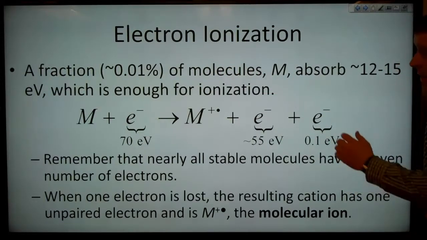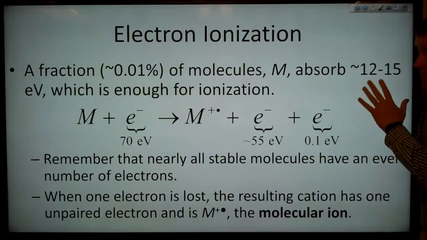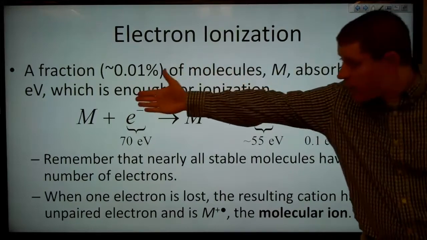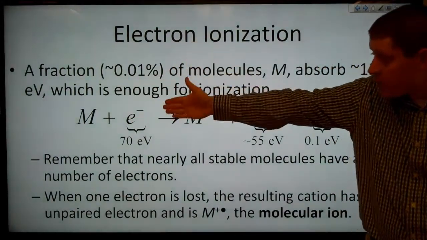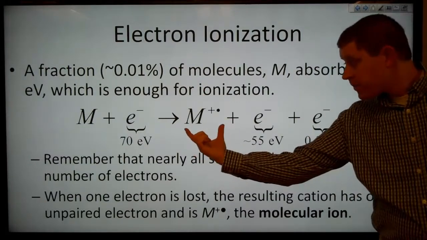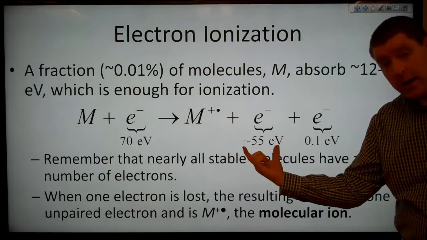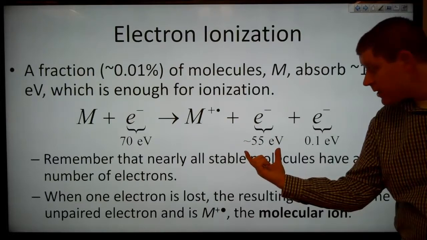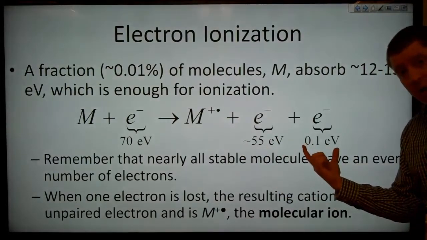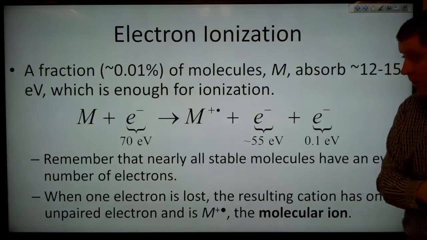0.01% or so, of our molecules M will absorb somewhere between 12 and 15 electron volts, which is enough for ionization. So we've got our neutral molecule plus an electron at 70 eV. That reacts to give us our ion, plus the electron that now has lost about 15 eV, so now it's got about 55 eV, plus another electron that's been emitted with a very small amount of energy, around 0.1 eV.